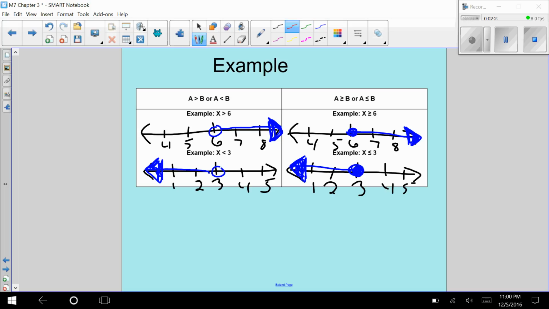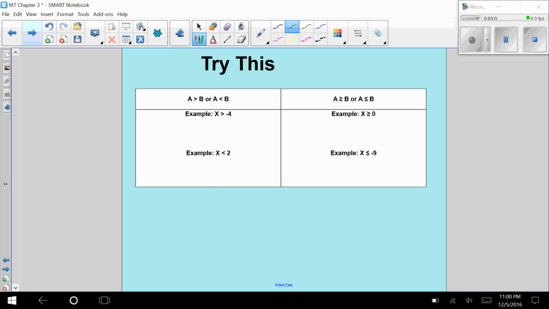The way I think of it in my head, a less than or a greater than, that symbol causes me to make the circle. If I put the line underneath, that causes me to fill in my circle. Also, you'll notice that a less than or equal to ends up being an arrow with the arrowhead looking that direction. A greater than or equal to ends up being an arrow with the arrowhead facing that same direction. So that is a little trick you can use. All right, try these 4 on your own.